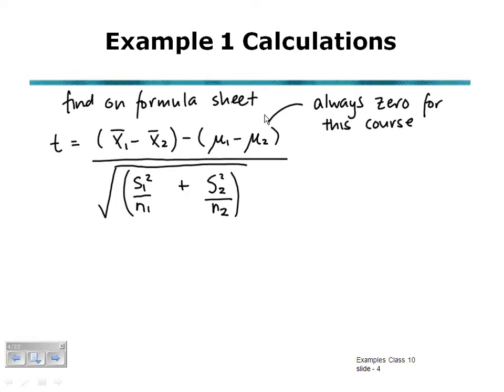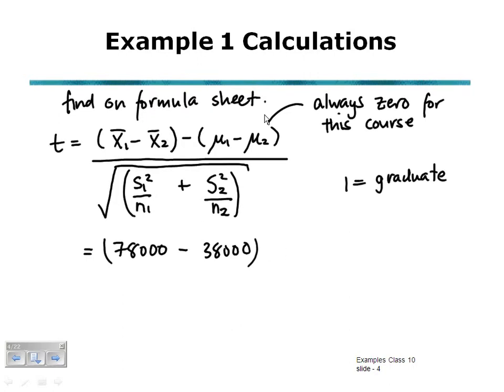Now, using our values from the previous slide here, we have mean 1, 78,000, minus mean 2, which is 38,000. So that's mean 1 minus mean 2, minus hypothesized mean difference, which would be 0. We're calling mu1 graduate workers here, and mu2 would be the workers without tertiary qualifications. That gives us a positive value for the mean difference.